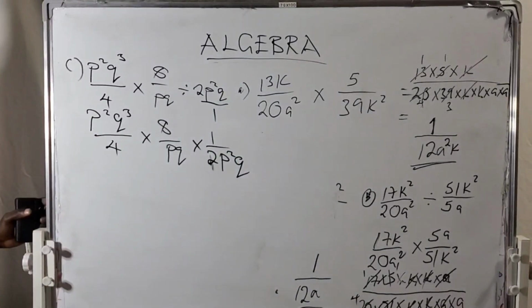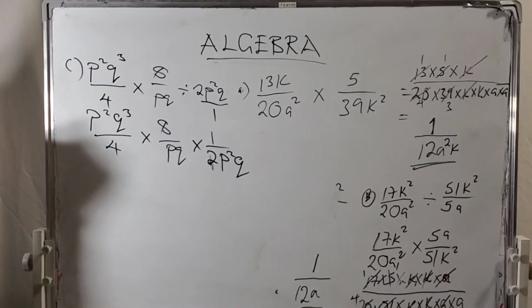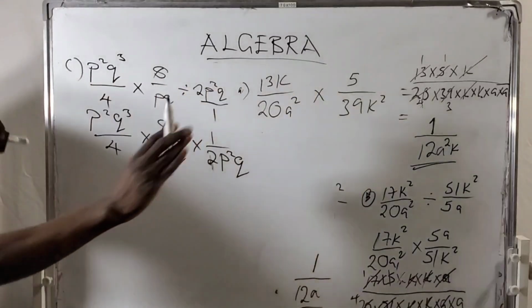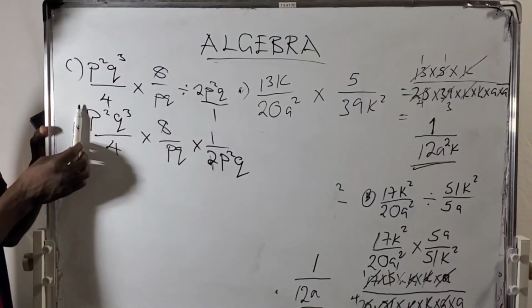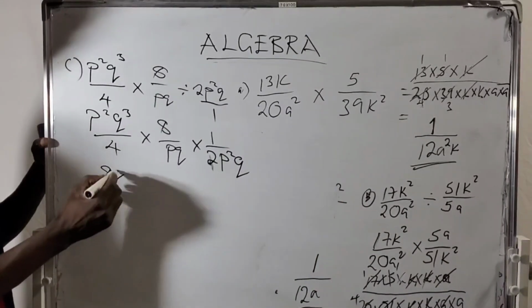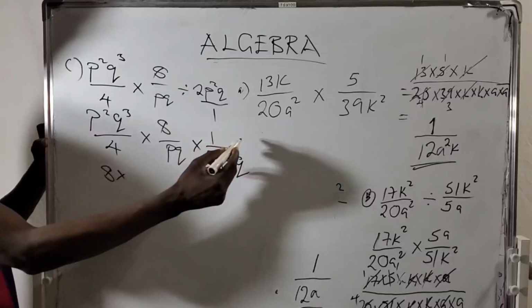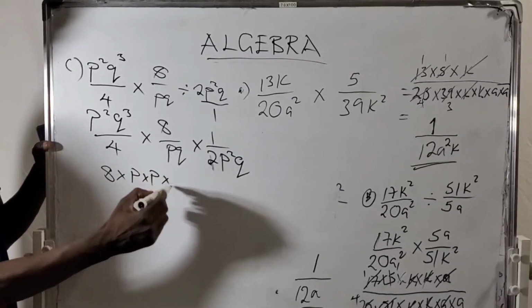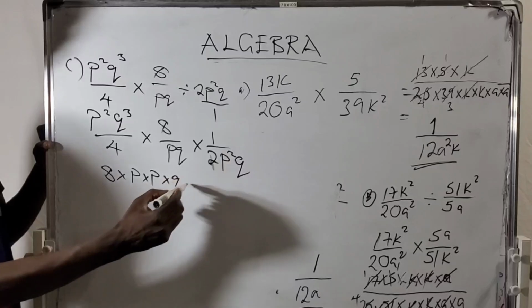Okay, it's this simple, guys. Follow the rules. Okay, the steps. So here we're going to multiply direct, right? Yes. Number here is 1, 8, 1. It's just 8 in short. So you have 8 multiplied by p. How many p's do you have on top here? Only 1. 2, huh? Yes, 2. So p times p times, how many q's? q times q.